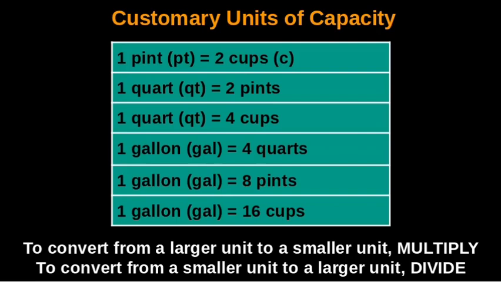1 pint equals 2 cups, 1 quart equals 2 pints, 1 quart equals 4 cups, 1 gallon equals 4 quarts, 1 gallon equals 8 pints, and 1 gallon equals 16 cups.